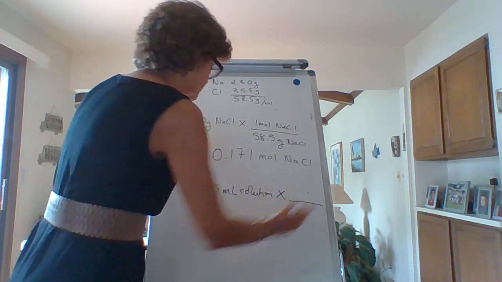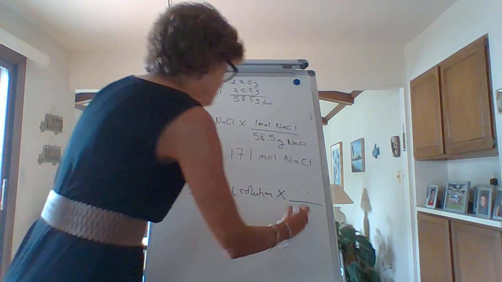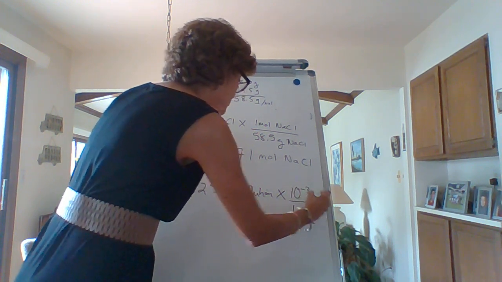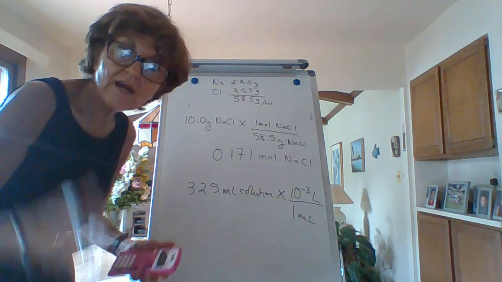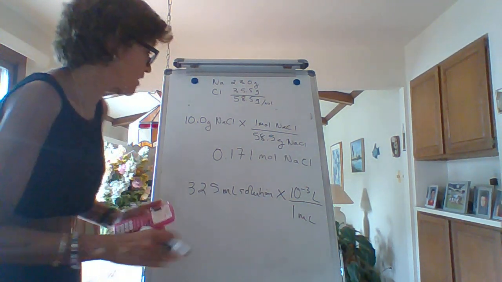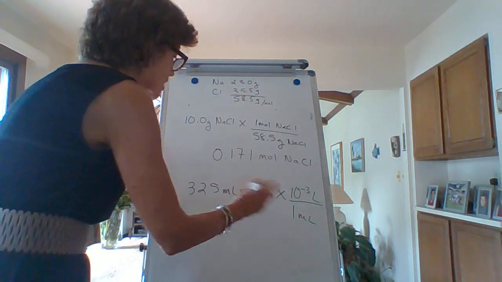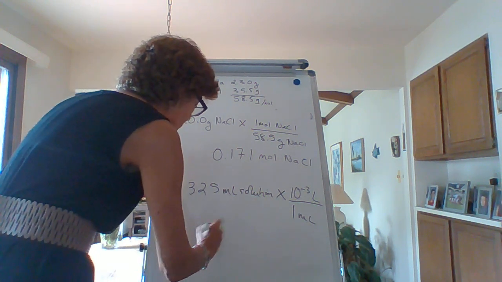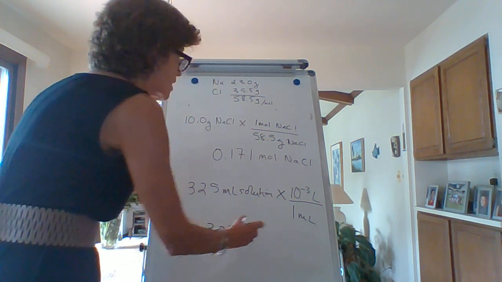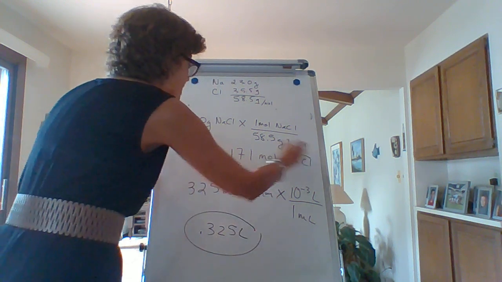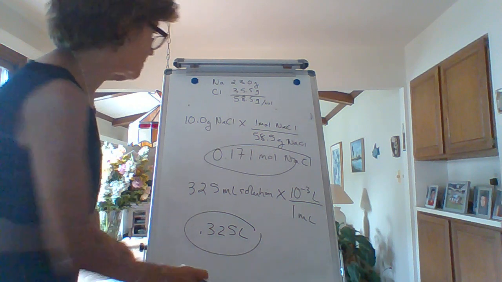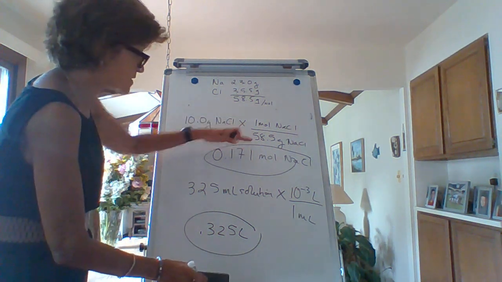Remember how you convert milliliters to liters. 1 milliliter is 10 to the minus 3 liters. Remember that from way back, beginning chapter, metric conversion. Or you could just move the decimal 3 places to the left, so you have 0.325 liters. So I have my liters, I have my moles, I can now calculate molarity. So all you have to do is put this divided by this.